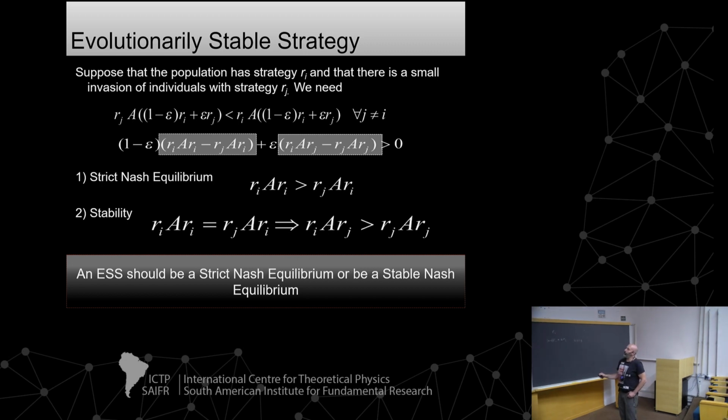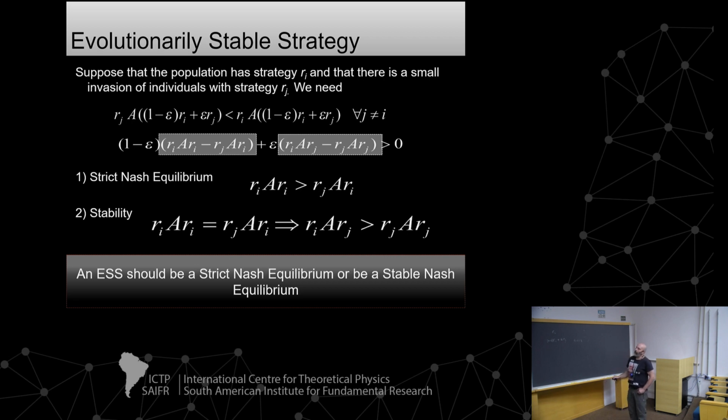That means that Rj is not a Nash equilibrium because the payoff of Rj against Rj is not the greatest one, because this payoff is greater than this payoff. So what I'm saying is that if it is not a strict Nash equilibrium, what I need is for the other invading strategy not to be a Nash equilibrium. And this is called the stability condition.